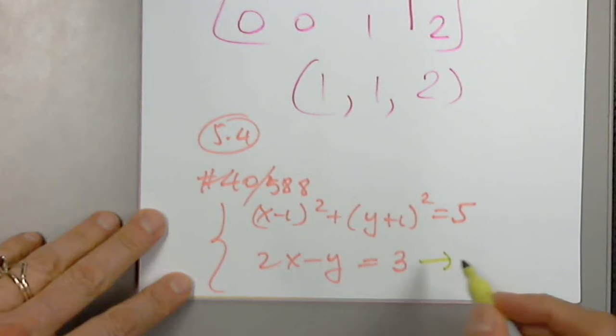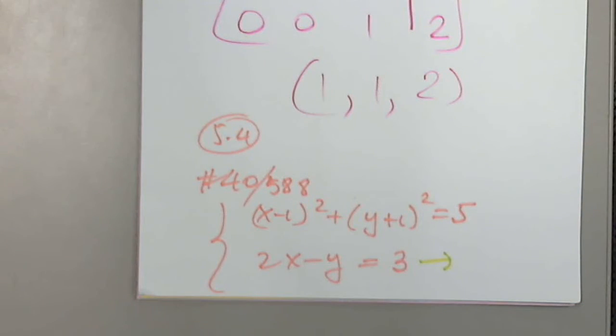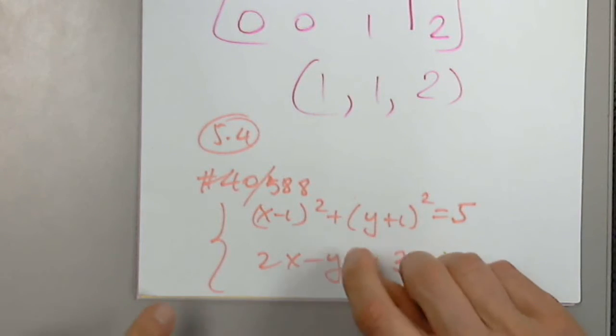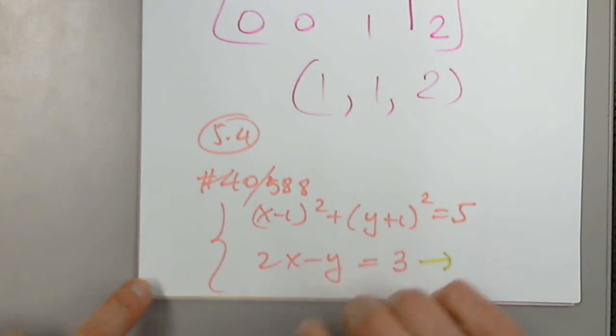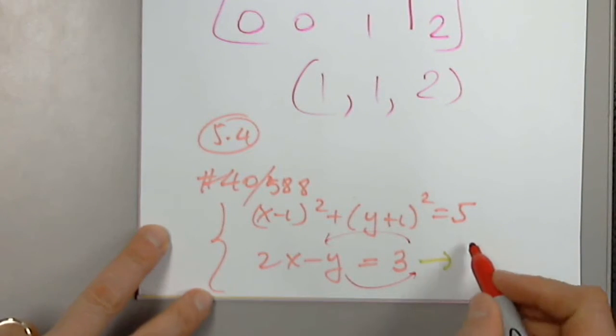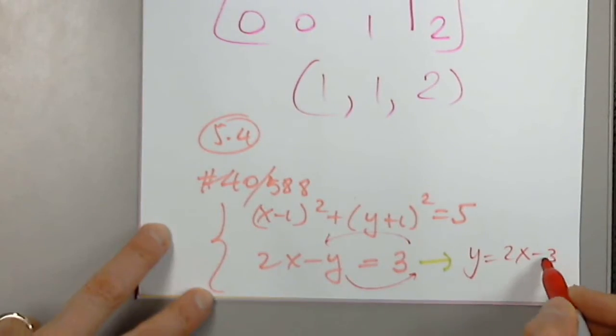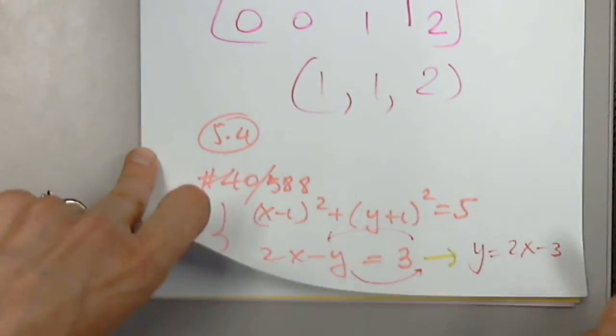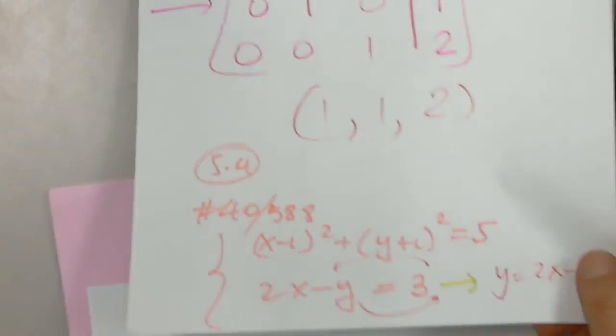Now, obviously, I'm going to solve the second equation, but for which variable? Which one is the most convenient one to solve for, and why? The y, because the coefficient is either positive 1 or negative 1. So I will move 3 and I will move y, and I get y equals 2x minus 3. Very good. Awesome. What do I do with this next?